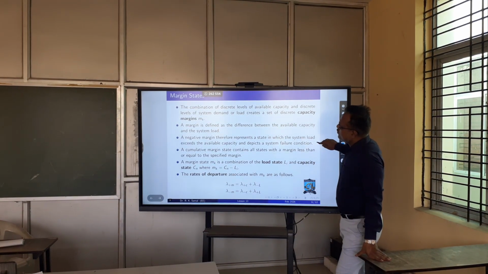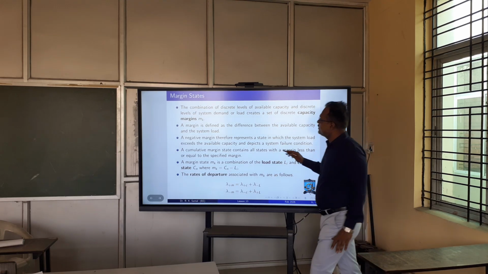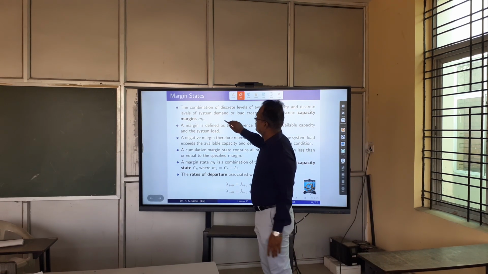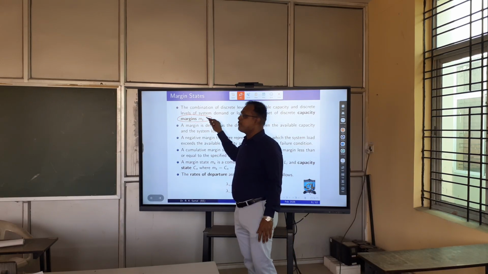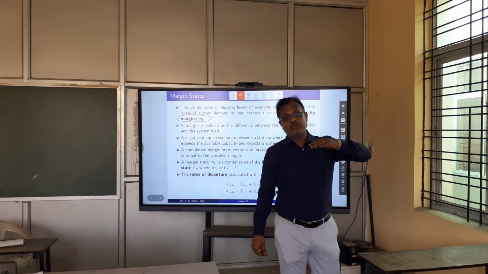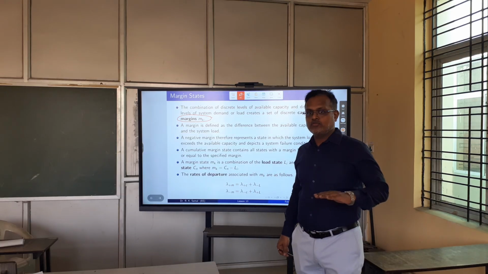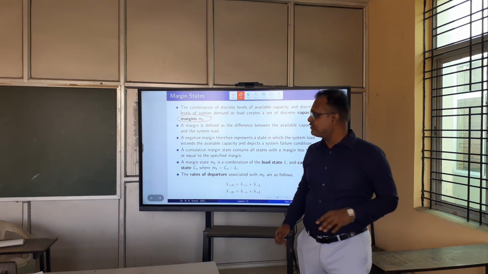Next question is what are margin states? The combination of discrete levels of available capacity and discrete levels of system demand or load creates states of discrete capacity margins. That means how much generation you have available and how much load, so that a loss of load occurs. That's known as the margin state.